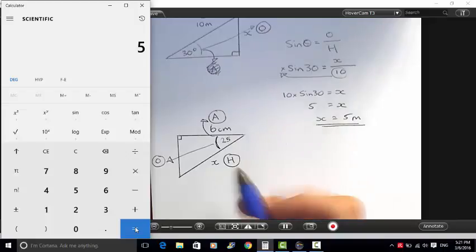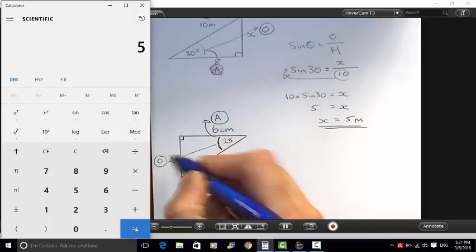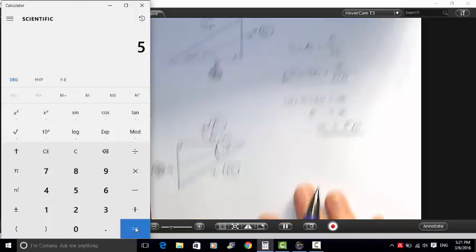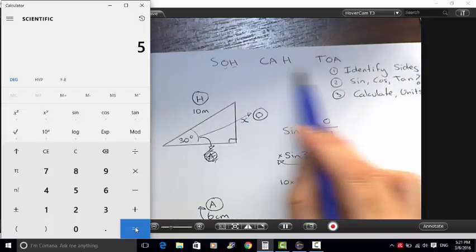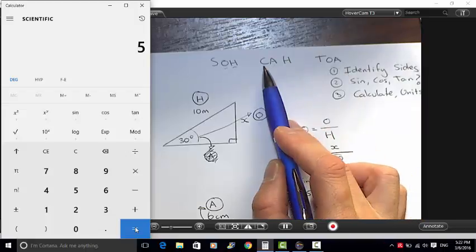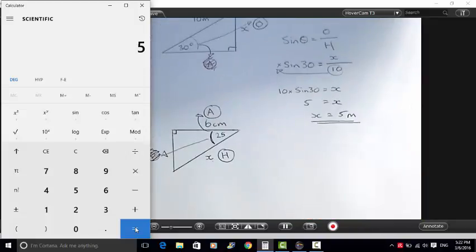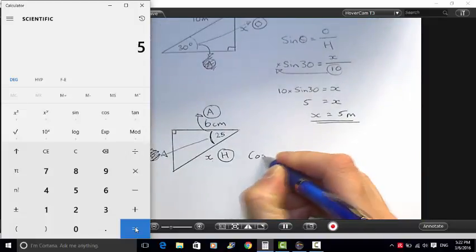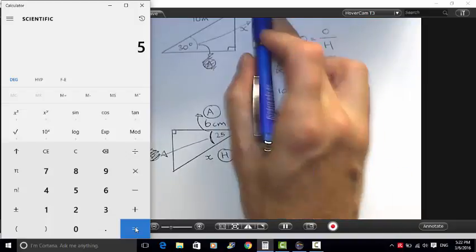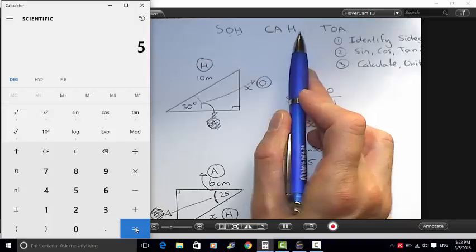So the two sides we're using, the unknown is the hypotenuse and we know the adjacent, so we're not using the opposite. So if we go through our SOHCAHTOA, the one with the adjacent and the hypotenuse is cosine, or cos. So we're going to write the formula. Cosine of the angle, CAH, is adjacent divided by hypotenuse.